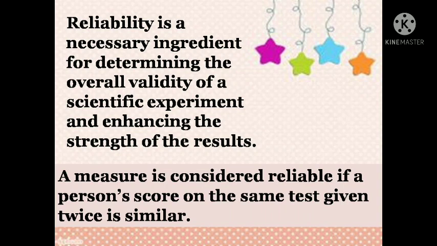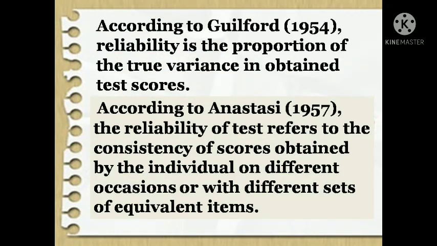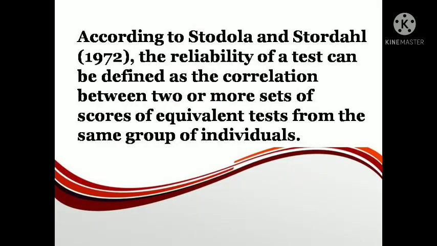According to Guilford, reliability is the proportion of the true variance in obtained test scores. According to Anastasi, the reliability of a test refers to the consistency of scores obtained by the individual on different occasions or with different sets of equivalent items. According to Stodola and Stordahl, the reliability of a test can be defined as the correlation between two or more sets of scores of equivalent tests from the same group of individuals.